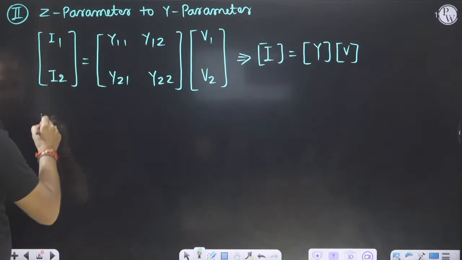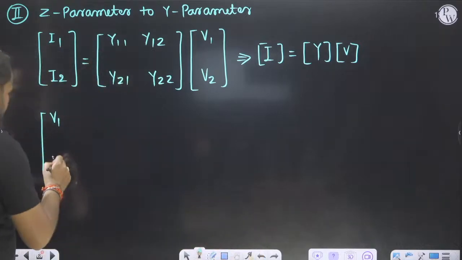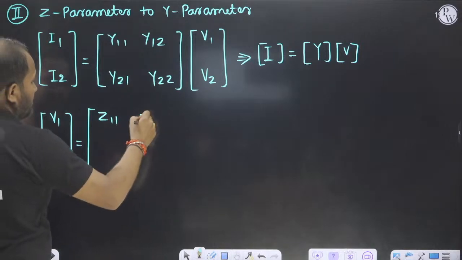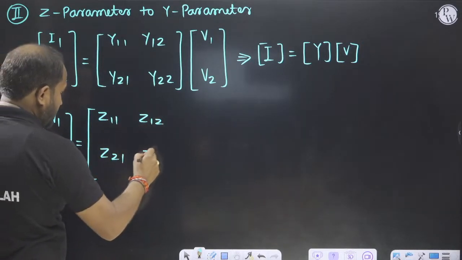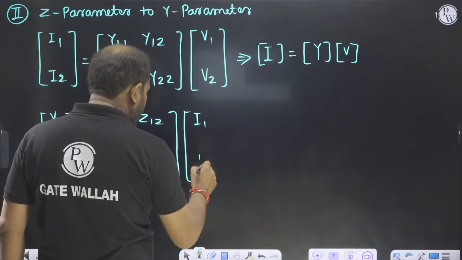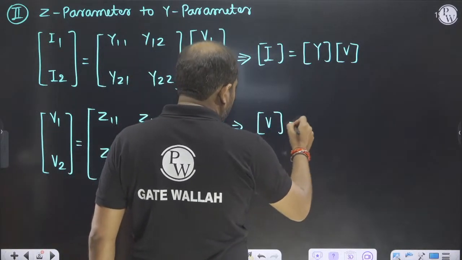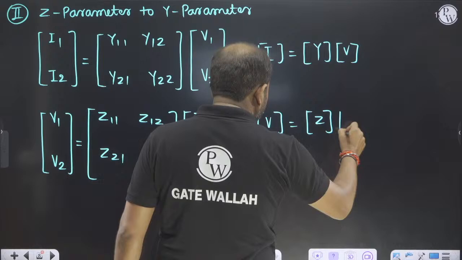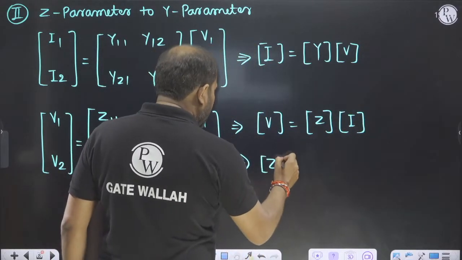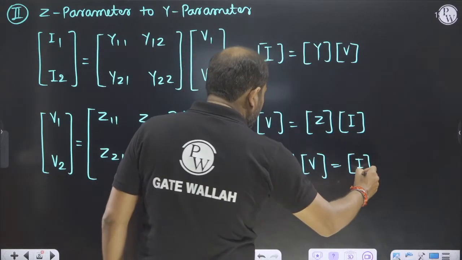Second thing is V1, V2 equals Z11, Z12, Z21 and Z22, times I1, I2. What we will do, just write it: V is equal to Z into I. Then we can write Z inverse into V is equal to I.